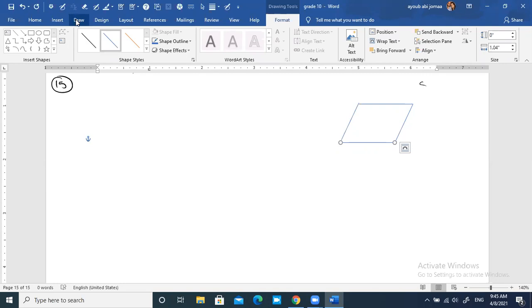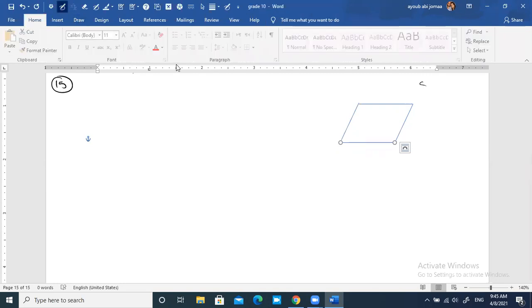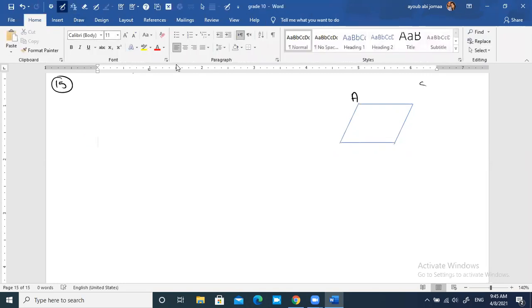So you have ABCD is a parallelogram, and M is the midpoint of BC. So here will be point M. ABCD is a parallelogram. You have M is the midpoint of BC.